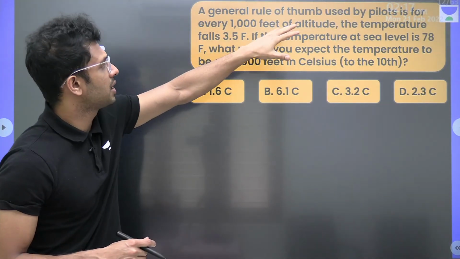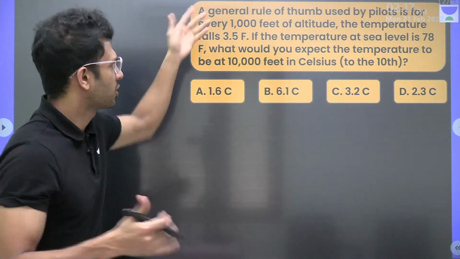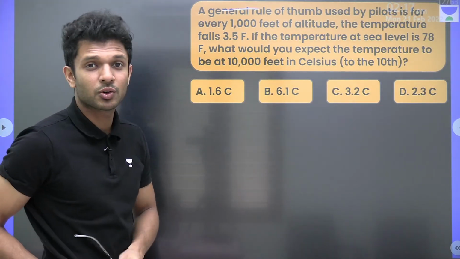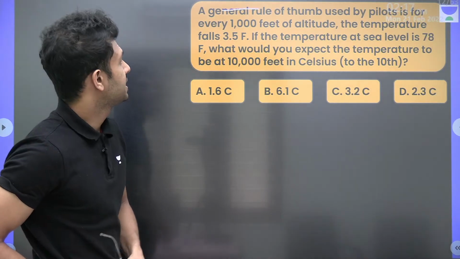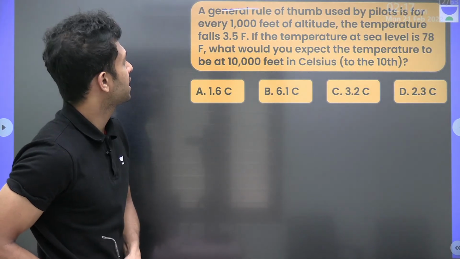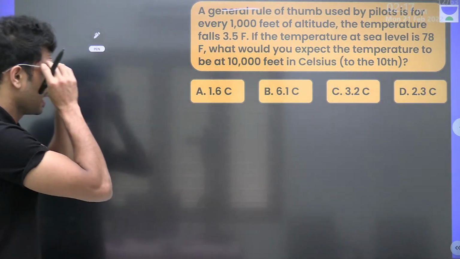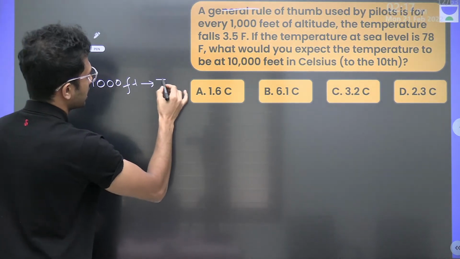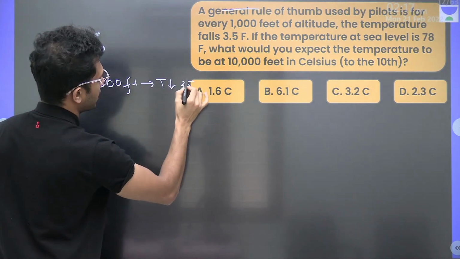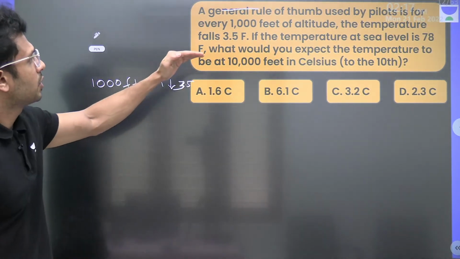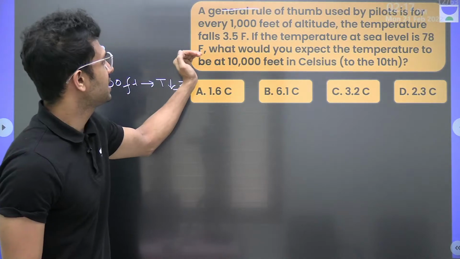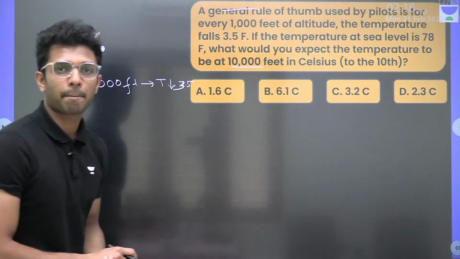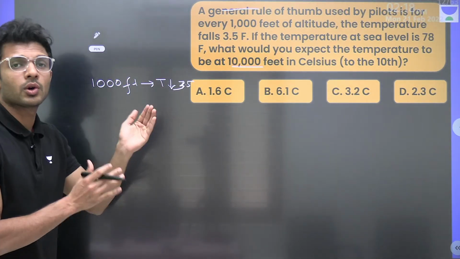A general rule of thumb used by pilots is for, forget it. Okay, I said something random. We don't have to know about all those things for doing that. It says for every 1000 feet the temperature falls by 3.5 Fahrenheit. What does it say? We'll write it. For every 1000 feet, temperature drops by 3.5. So if the temperature at sea level is 78 Fahrenheit, what would we expect the temperature to be at 10,000 feet? At 10,000 feet, what will be its temperature?